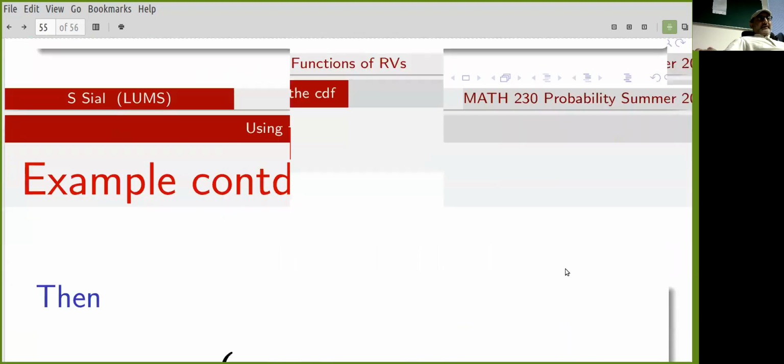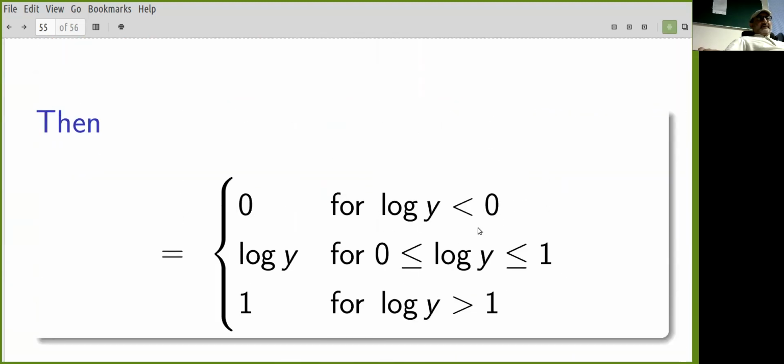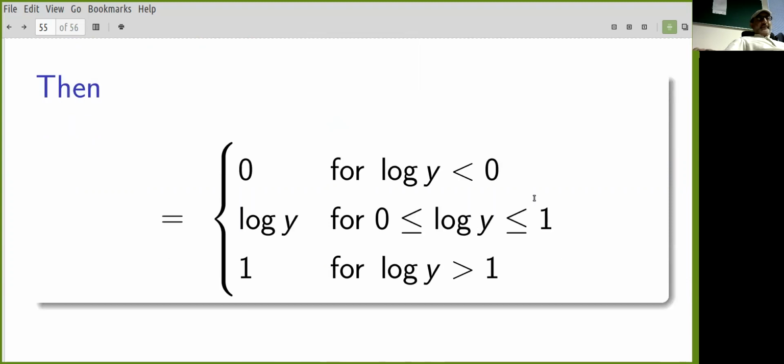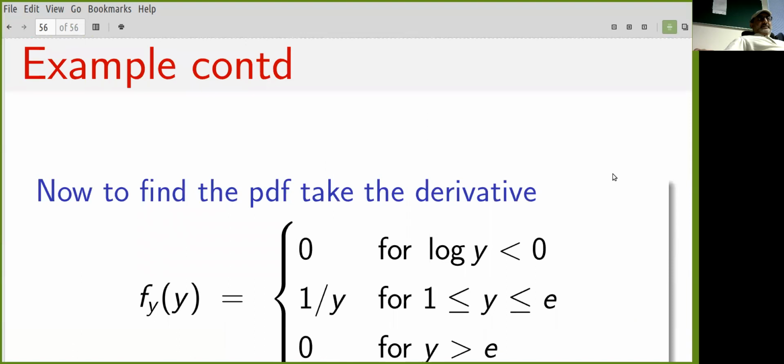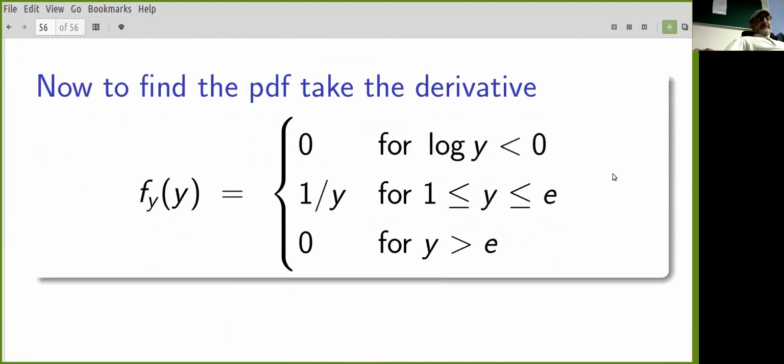Okay. So it's 0 for log of y less than 0. It's log of y for 0 less than or equal to log of y less than 1. It's 1 for log of y greater than 1, or for y greater than e. Here, y is varying between 1 and e, right? So f sub y of y is equal to 0 otherwise.